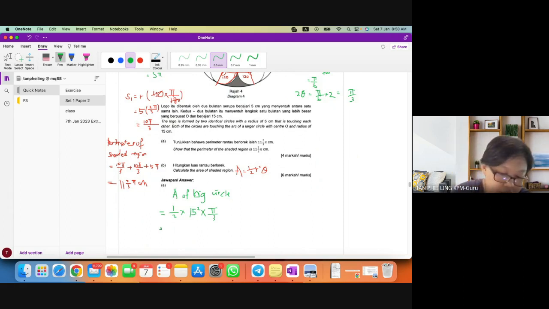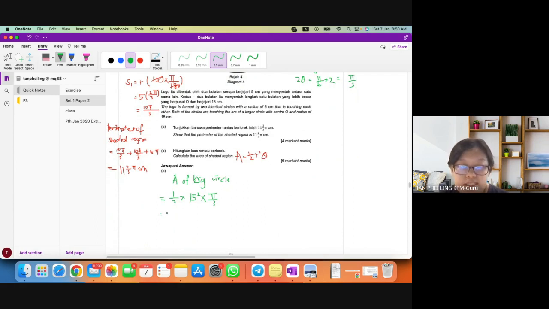Okay, so half times 15 square times pi over 3. They didn't tell us to express in pi, so we have to times... let me see here. To avoid a lot of decimals, divide by 3. Final answer only I put in the pi. Do you get me? Because I'm scared that later there will be a lot of decimals. When you put in the 3.142, your answer will run away, right? So 37.5 pi first.